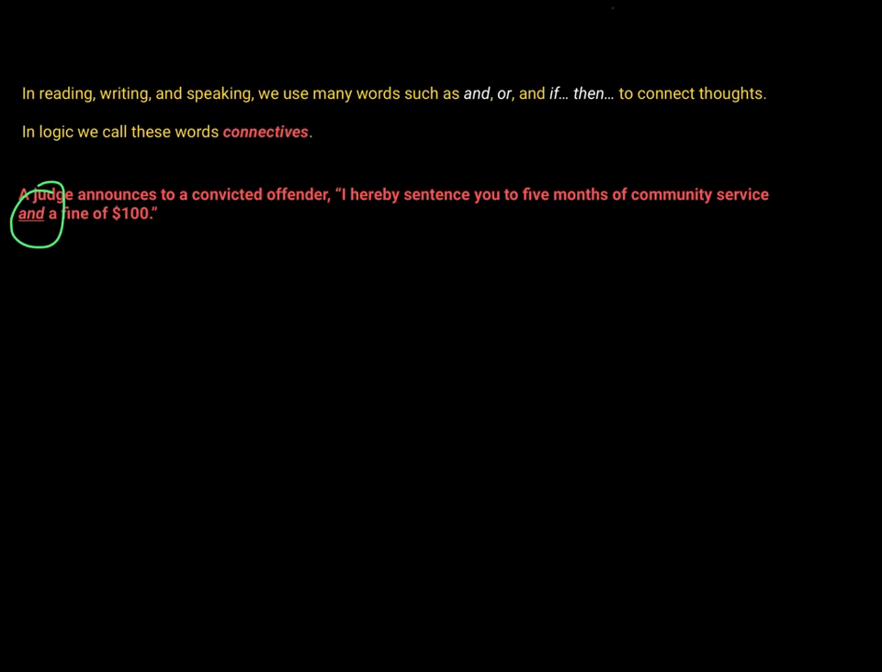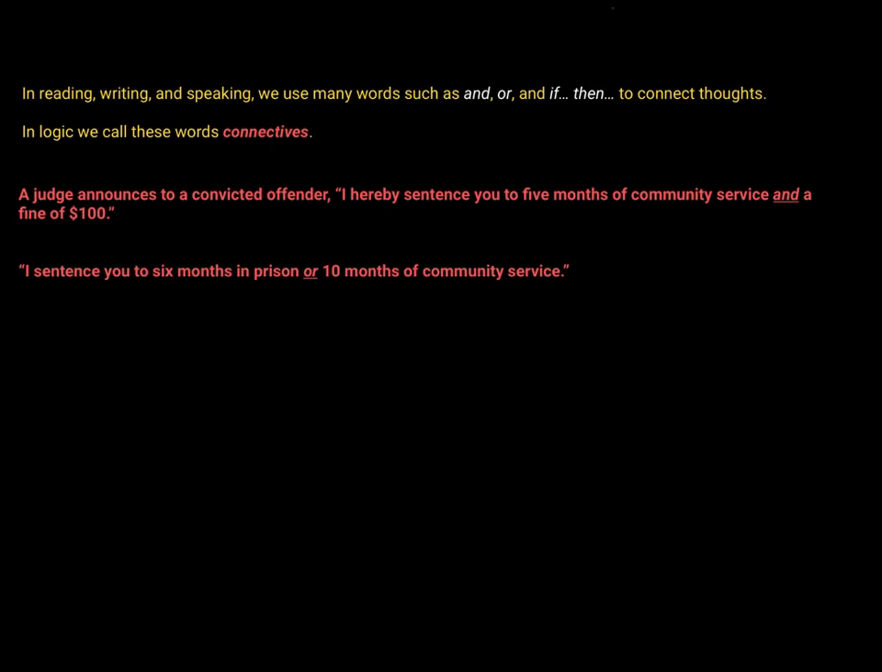So this word and here is the connective, meaning both of these events or both of these situations must take place. As opposed to, I sentence you to 6 months in prison or 10 months of community service. The connective here is the word or. Now, this or here is an exclusive or. When we use an exclusive or, it means one or the other of the events can take place, but not both.